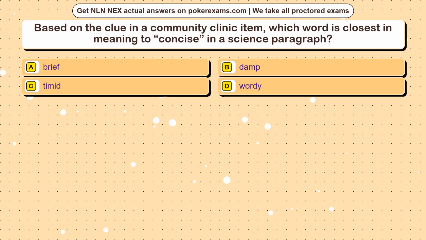Question 17. Based on the clue in a community clinic item, which word is closest in meaning to concise in a science paragraph? Option A, brief. Option B, damp. Option C, timid. Option D, wordy.